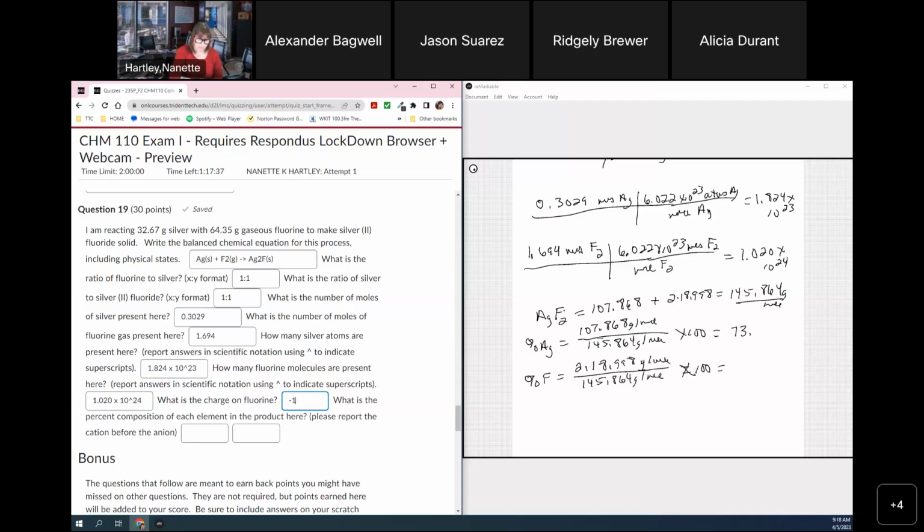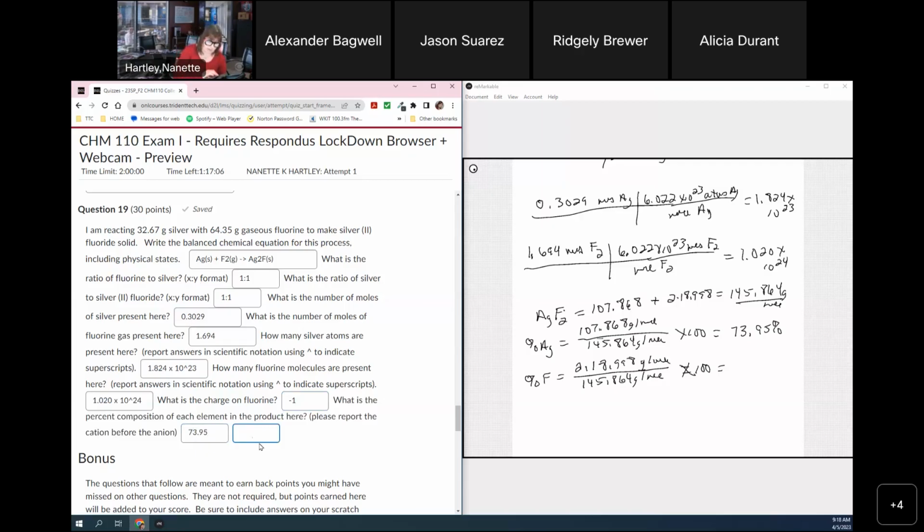73, and I reported it as 4 sig figs, because why not? Technically it should be more than that, but that's okay. Just go with it. So that's 73.95 that I had there. Alex asked you to round up, and I asked you to report the cation before the anion, so that means the metal before the non-metal. So that's why the 73 goes first.